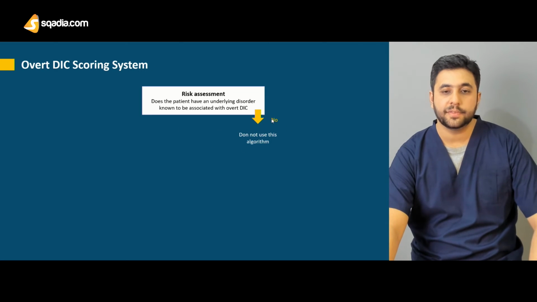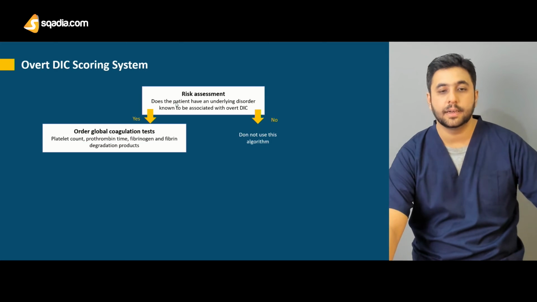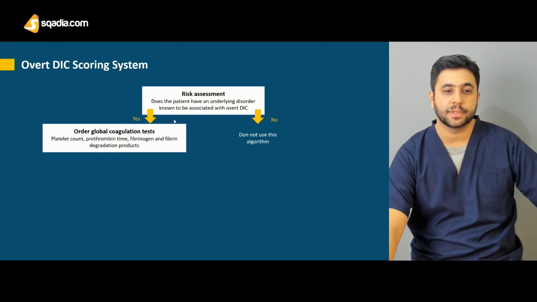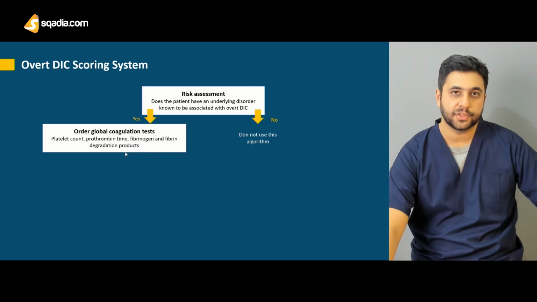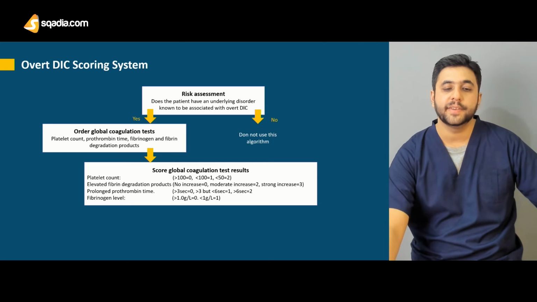So if we do not have that underlying disorder, we do not use this algorithm. But if the patient has an underlying disorder, then how do we proceed? We order a global coagulation test profile with the platelet count, PT, fibrinogen, and the fibrin degradation products. And then we score the various factors based on the labs we have.